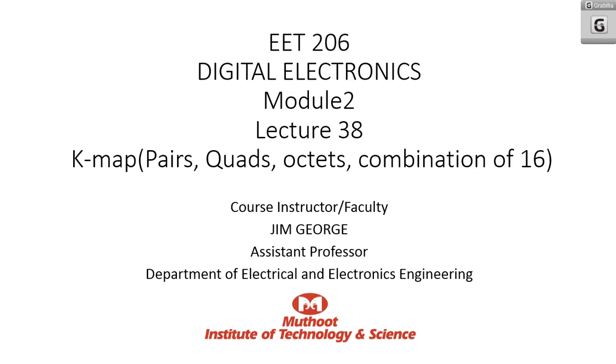So, in this brief lecture, what I am going to deal with is two variable K-map, three variable K-map, as well as four variable K-map. How to read the K-map using pairs, quads, octets, and a combination of 16 in the case of four variable K-map. Okay. So let me deal with pairs first.